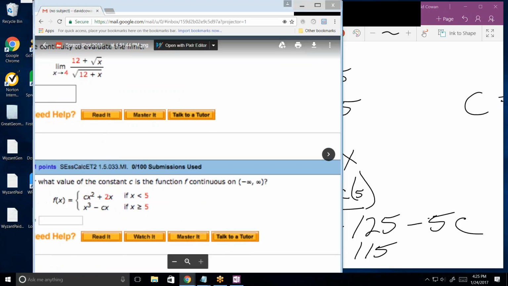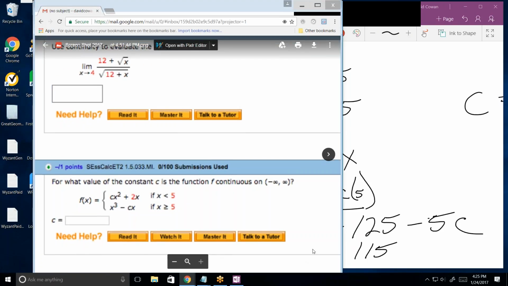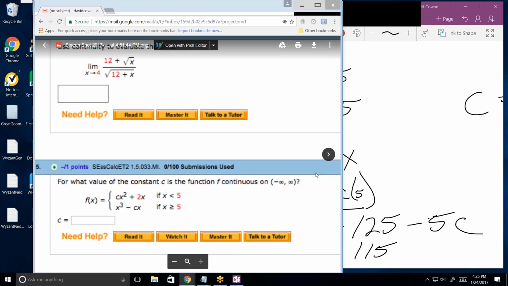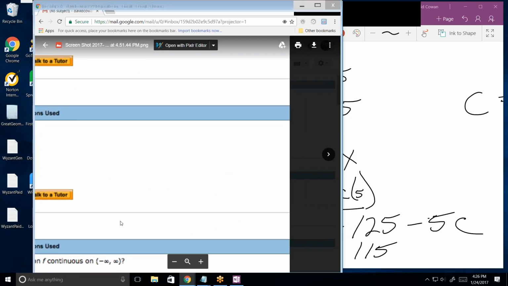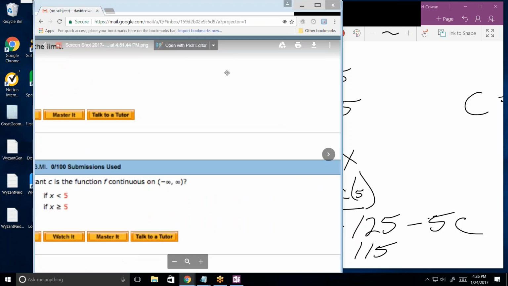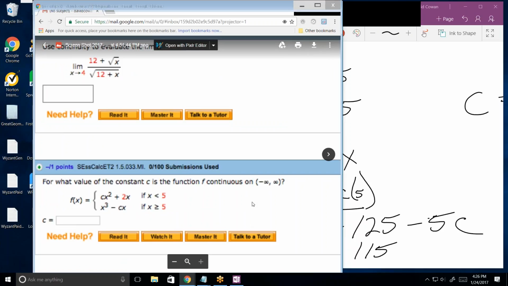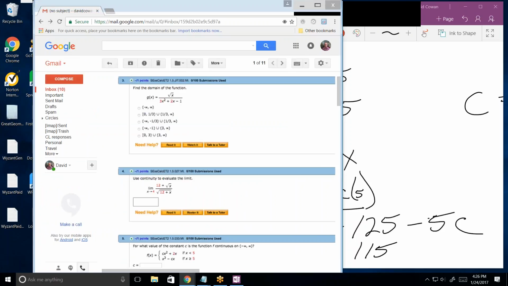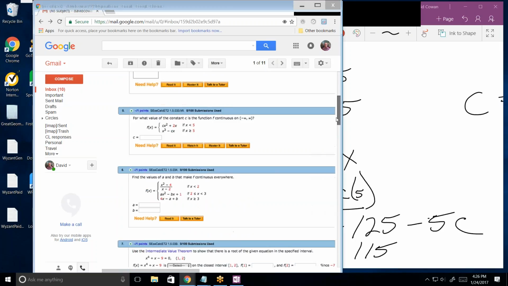Let's see. I need to... the one thing it won't let me do... If I blow it up... Yeah, it won't let me go down below that one. So I'm going to have to go back to this page and scroll down to number 6.